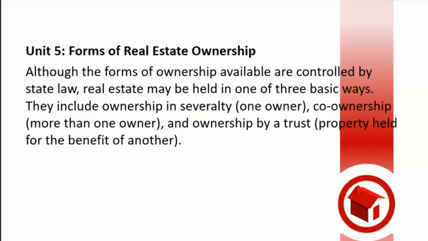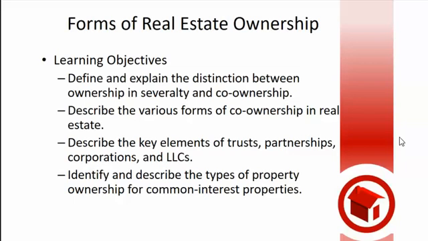So that's what we're going to talk about today, the forms of ownership and the way the property is held. We're going to define the distinction between owning property by itself and owning property as a co-ownership. There are several different types of co-ownerships we're going to go over. We'll also talk a little bit about legal entities like trusts, companies, corporations, partnerships, and those kinds of issues.